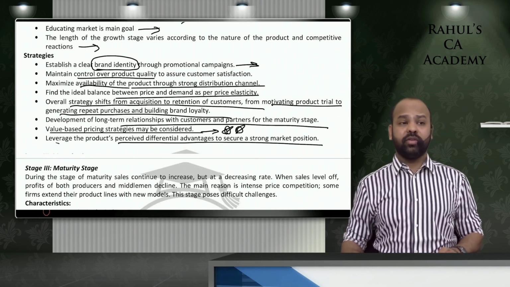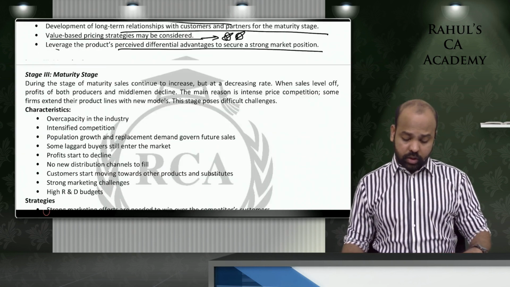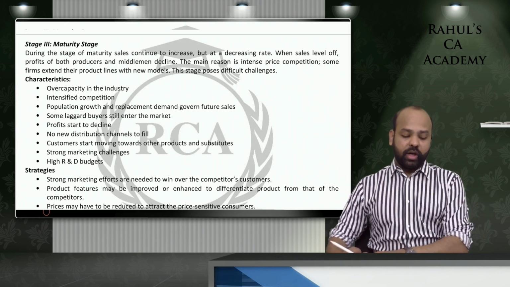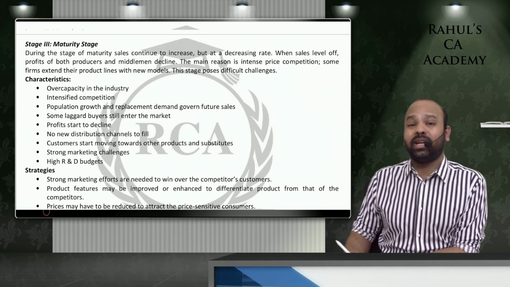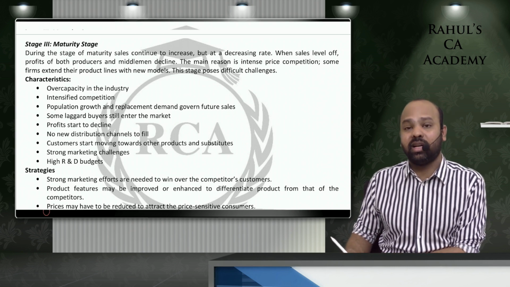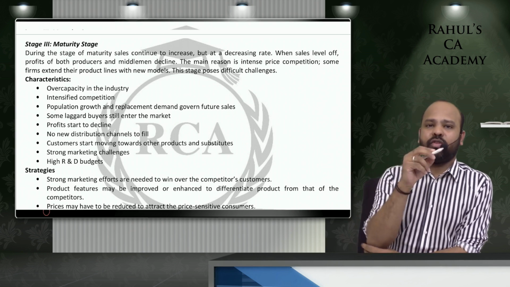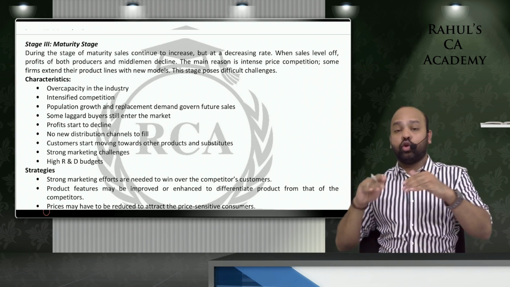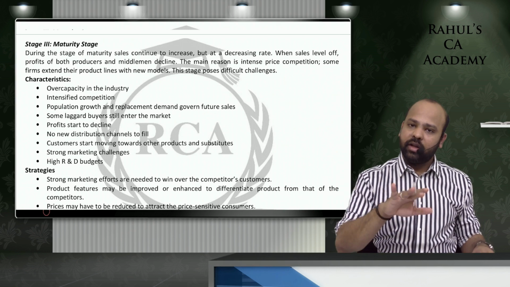Yaad rakhna beta, this is what companies do as such, guys. All of these are practically relatable, guys. Maturity phase beta, during maturity, the sales continue to increase but at a decreasing rate, and then the sales start decreasing in the decline phase. Matlab your sales are growing at say 6%, 5%, 4%, 3%. The growth rate in sales is decreasing, guys. That is your maturity phase.